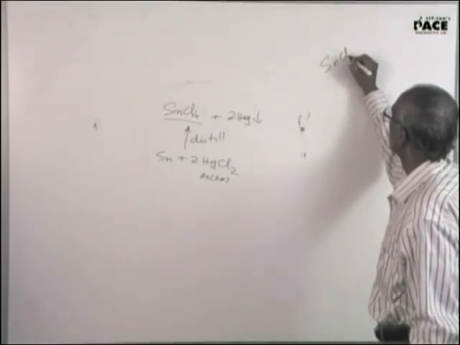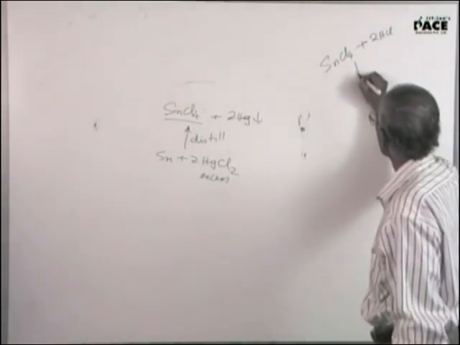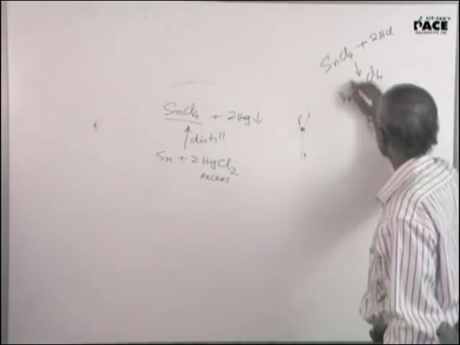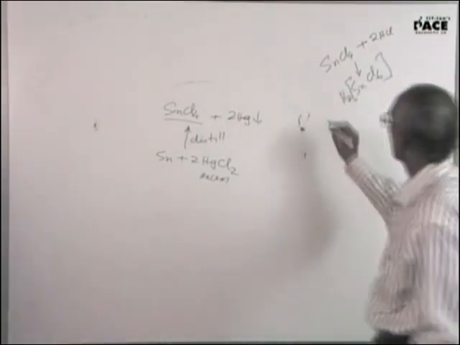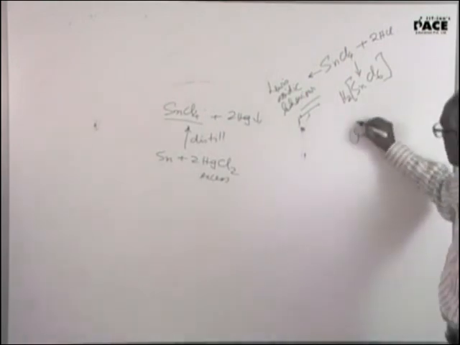Stannic chloride, when you react with HCl, forms H2SnCl6, which shows stannic chloride is a Lewis acid. Yes, because the chloride is a Lewis base. So which accepts a Lewis base is an acid. So stannic chloride accepts chloride ion, which is a Lewis base. So stannic chloride behaves as a Lewis acid.